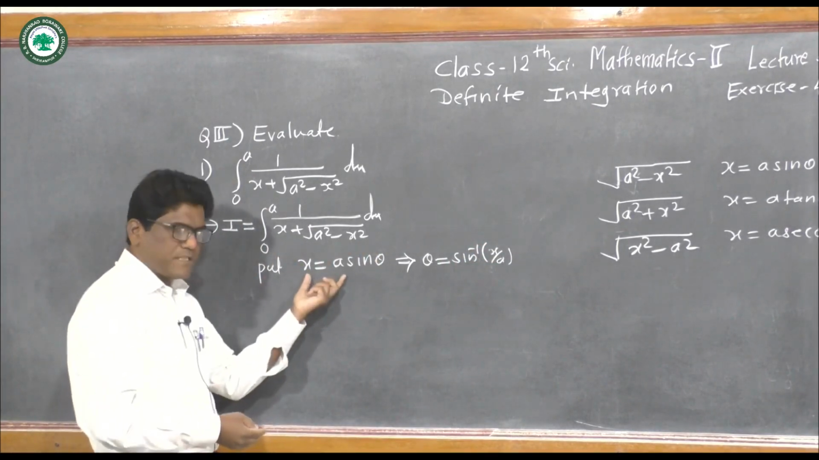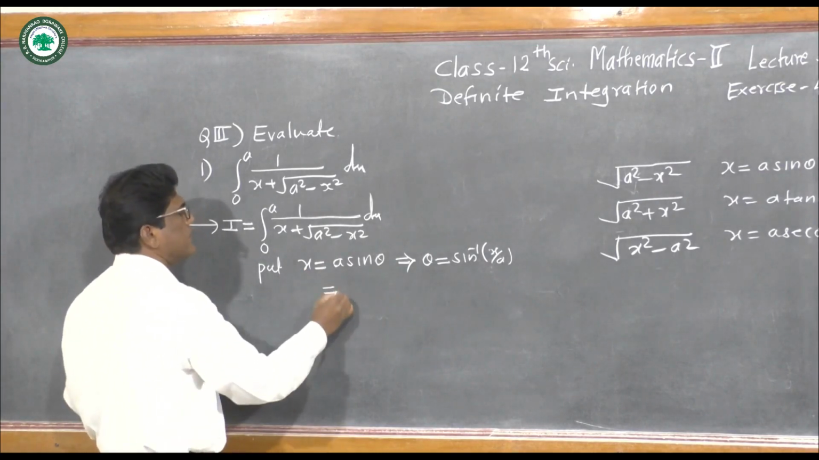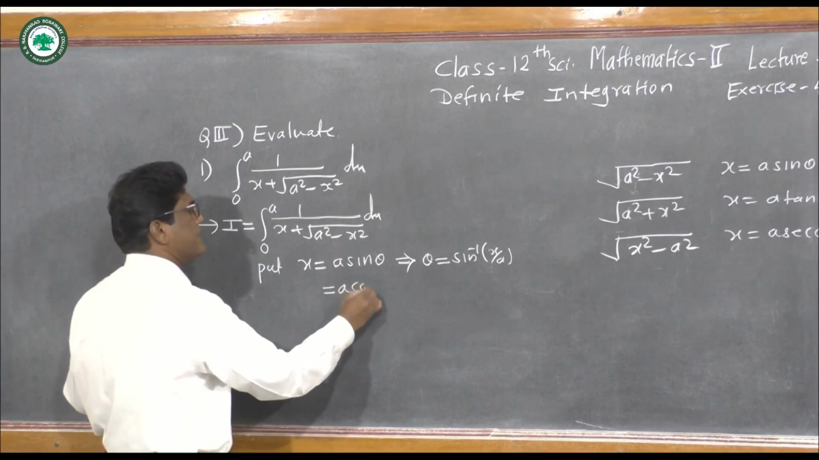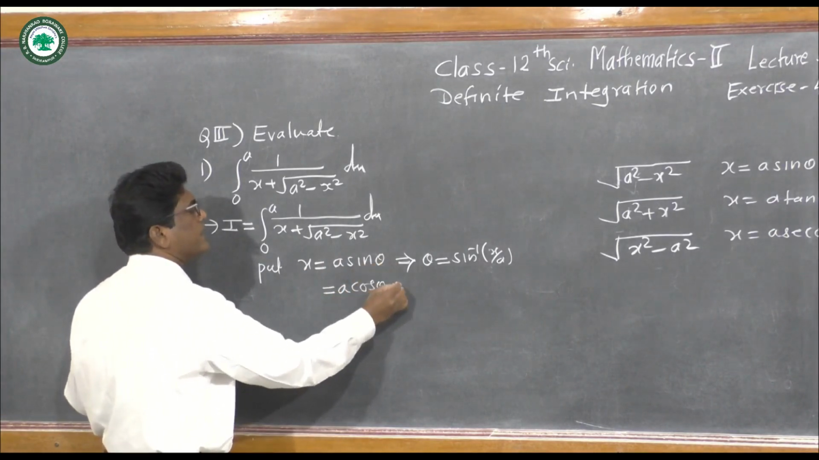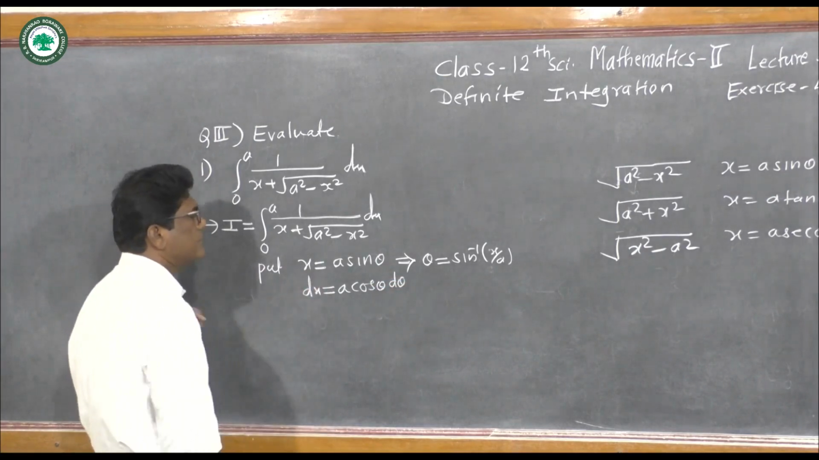Now differentiate this equation with respect to x. Derivative of x is 1. It is equal to a, derivative of sin theta is cos theta into d theta by dx. Carry that dx, so 1 into dx, here dx.